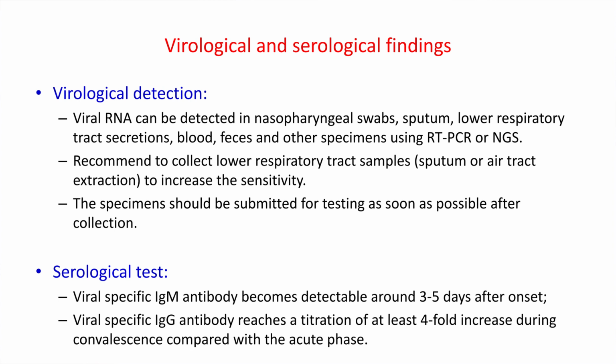And we add the serological test in this version 7. The virus-specific IgM antibody and IgG antibody have been approved by the Chinese FDA and can be used for clinical practice. The IgM antibody can be detected around 3 to 5 days after onset, and the IgG antibody about 5 days later.